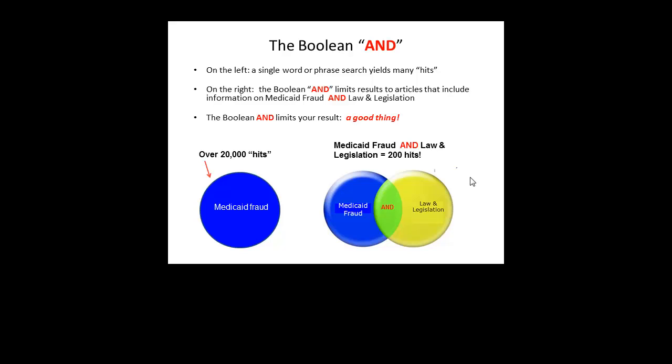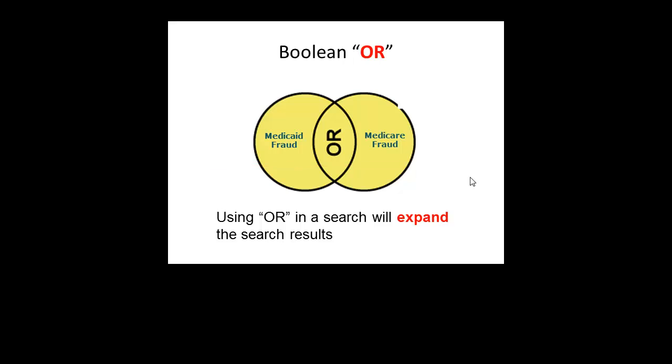This chart shows the effect of the Boolean connector AND. Remember, using the Boolean AND limits search results, and that's a good thing. This chart shows the effect of the Boolean OR, which expands search results.